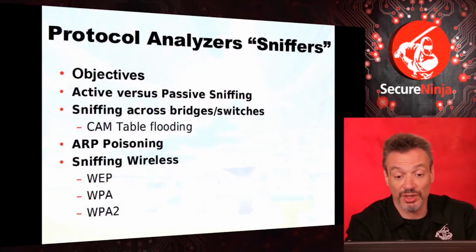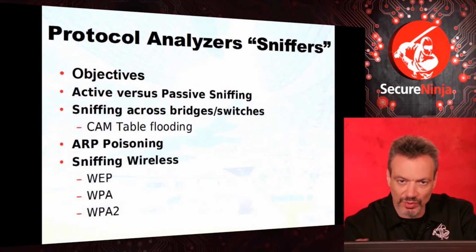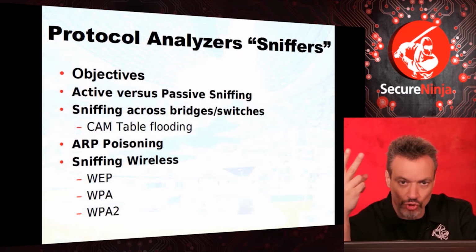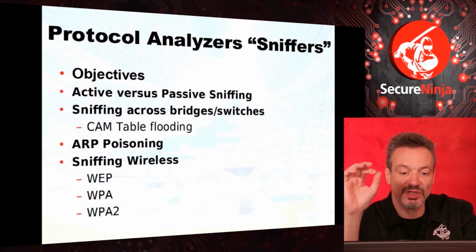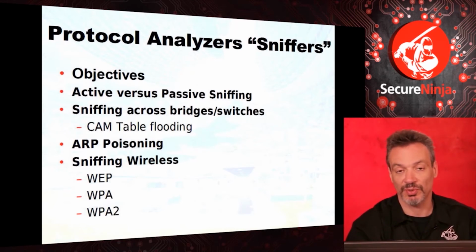But for sniffing against a switch or poisoning someone's ARP, that's active. I now have to do something. That's a term I've only heard on the CEH, makes a lot of sense, just get used to it. Sniffing across bridges or switches, and remember a switch can work at any layer, but if you just see the word switch, assume layer 2. It is a multi-port bridge. This thing is going to require that I lie to the CAM table somehow.